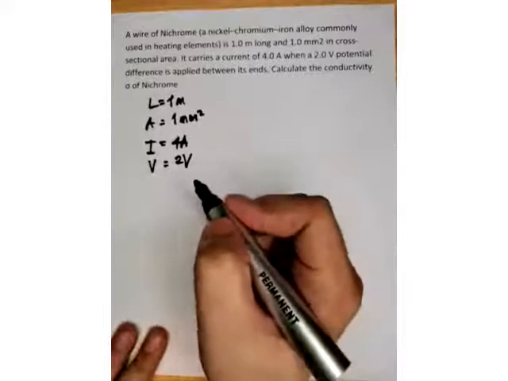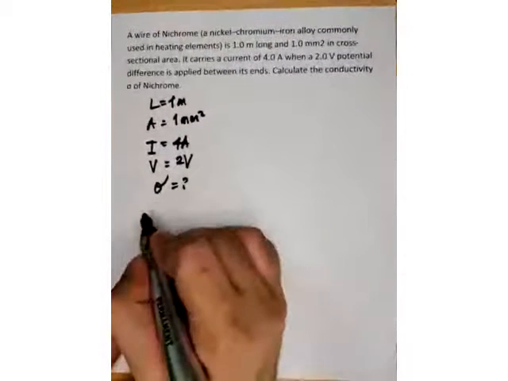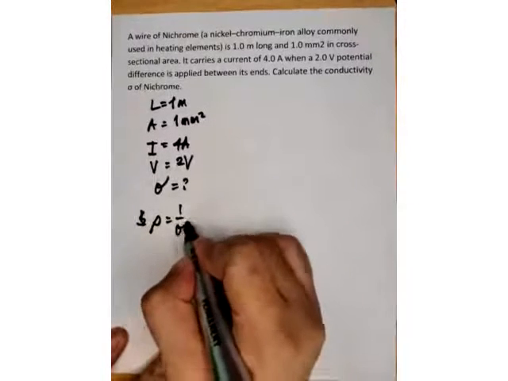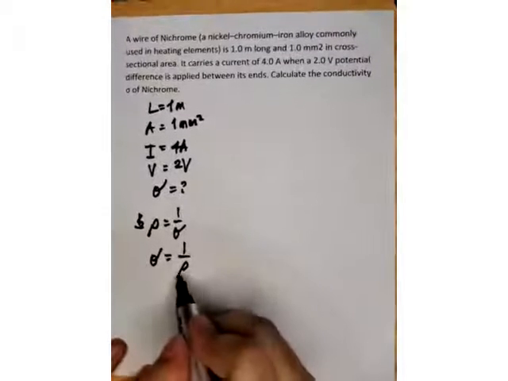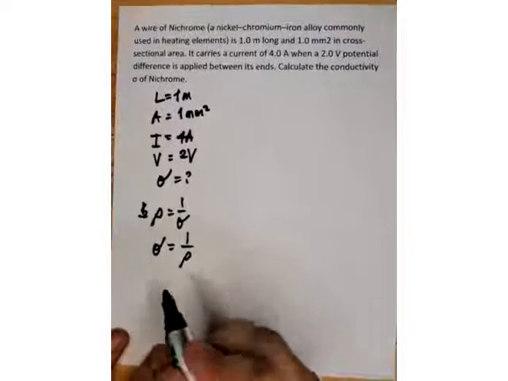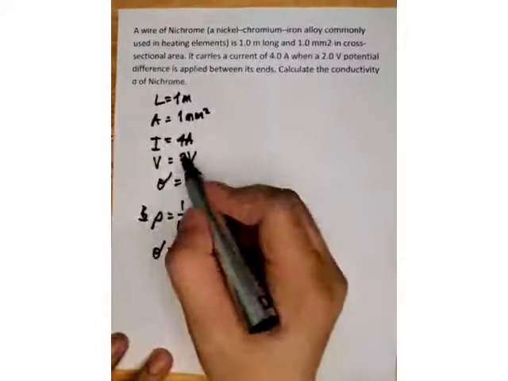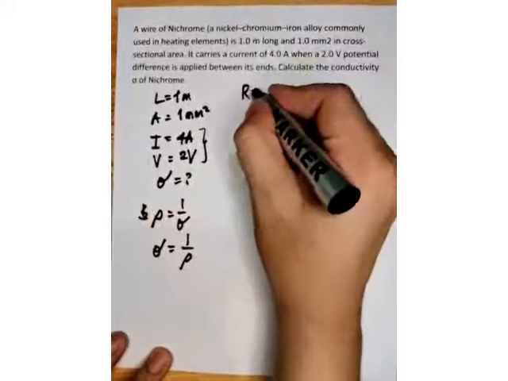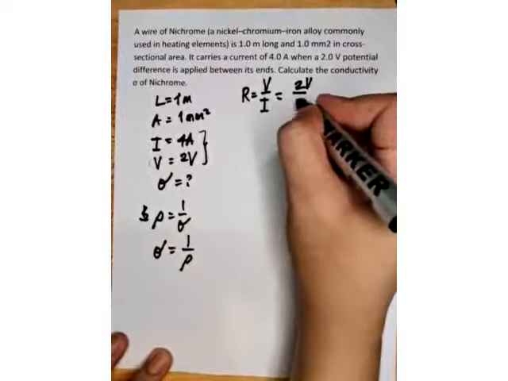So wala tayong direct formula for conductivity but we know the relation between conductivity and resistivity, that resistivity is 1 over conductivity or conductivity is 1 over resistivity. So that means if we will get the resistivity, we can find the conductivity. Okay, saan natin kukunin yung conductivity? So, dito, resistivity. So, una, so given tayo ng voltage and current, di ba ang resistance ay V over I. So, that's equal to 2 volts over 4 amperes. So, therefore, meron tayong 0.5 ohms.